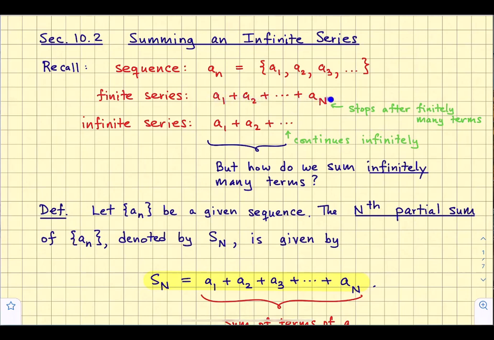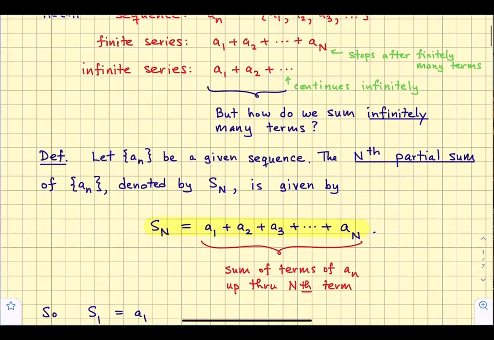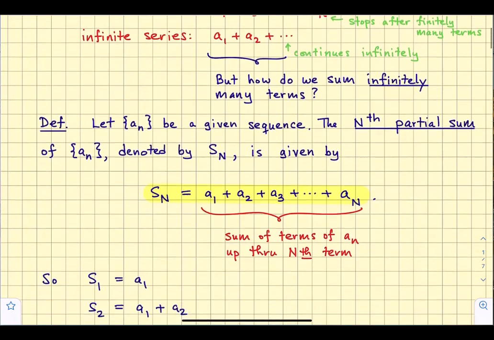Now this we know how to handle. This is obviously just adding up finitely many terms. There's no issue here. We call this a finite series. The real issue here is what happens when you have infinitely many terms. How do you sum infinitely many terms? Well, let's back off a little bit before we answer that, and let's give the following definition.